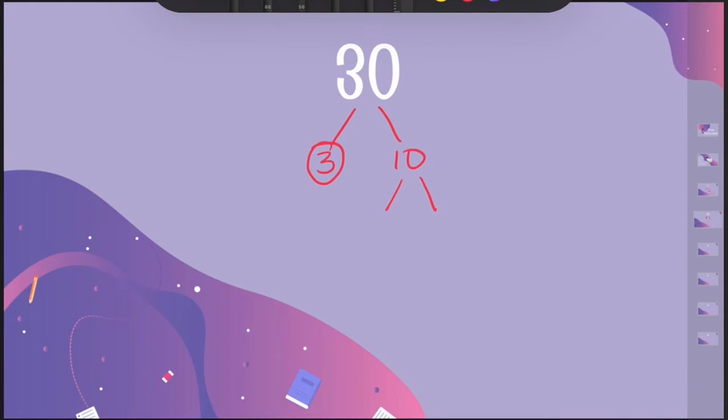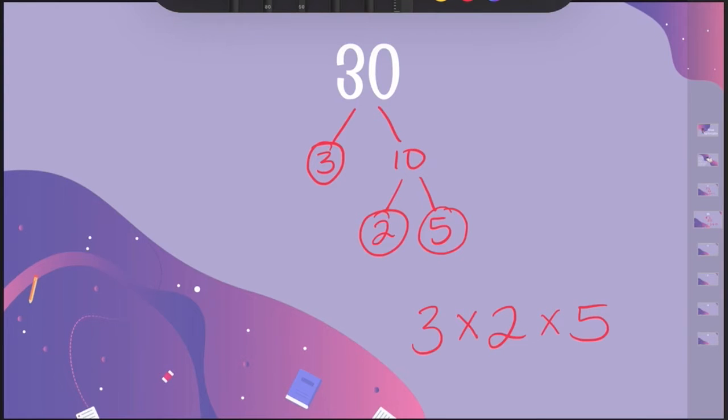So now, 10, what multiplies to get me 10? I know that 2 times 5 gets me 10, right? 2 is a prime number, and 5 is a prime number. So now I'm only left with prime numbers, so that would be my multiplication problem. That would be my prime factorization. So I would have 3 times 2 times 5.